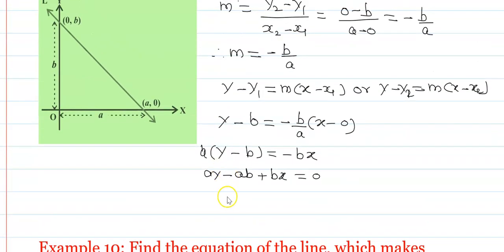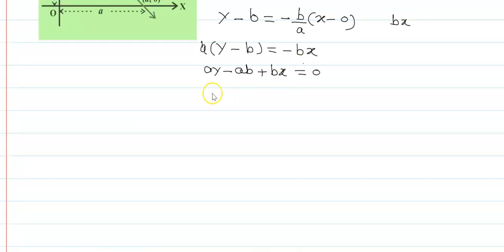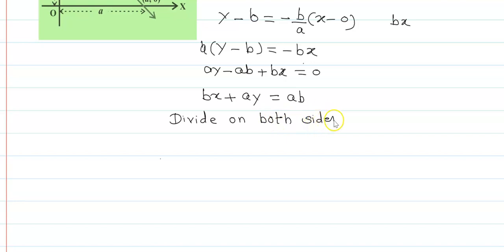Now see the simplification here. I will write the first term here, bx plus ay is equal to ab. Now divide on both sides by ab.